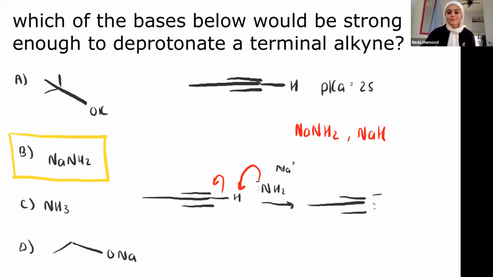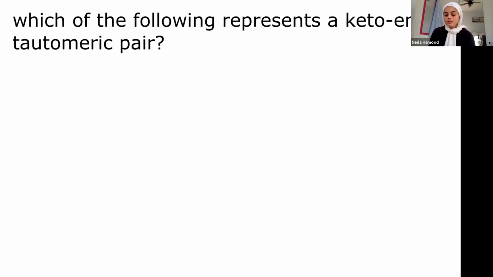So the answer here is B. Everybody good with that? Okay, next. So I'm going to type this question as well, so bear with me for a moment. We have: which of the following represents a keto-enol tautomeric pair? So over here we have option number 1.